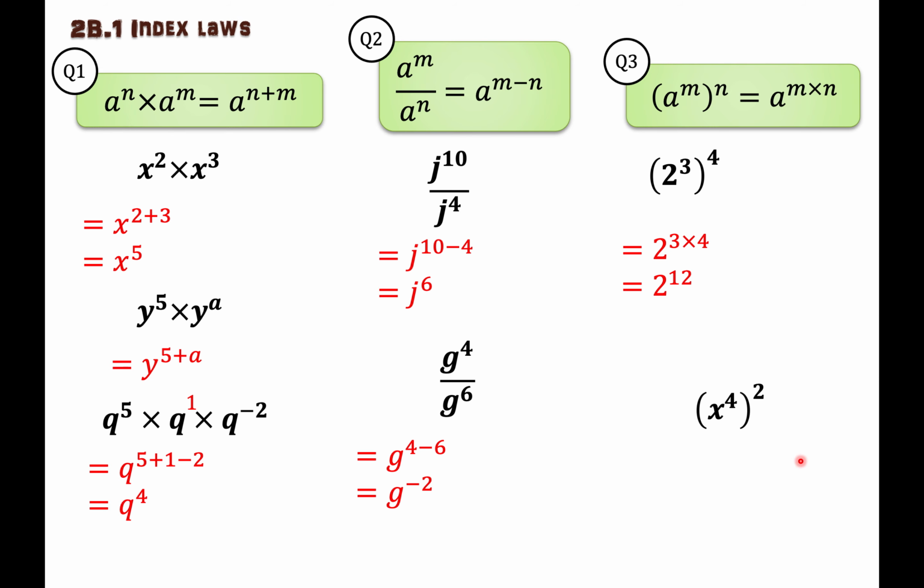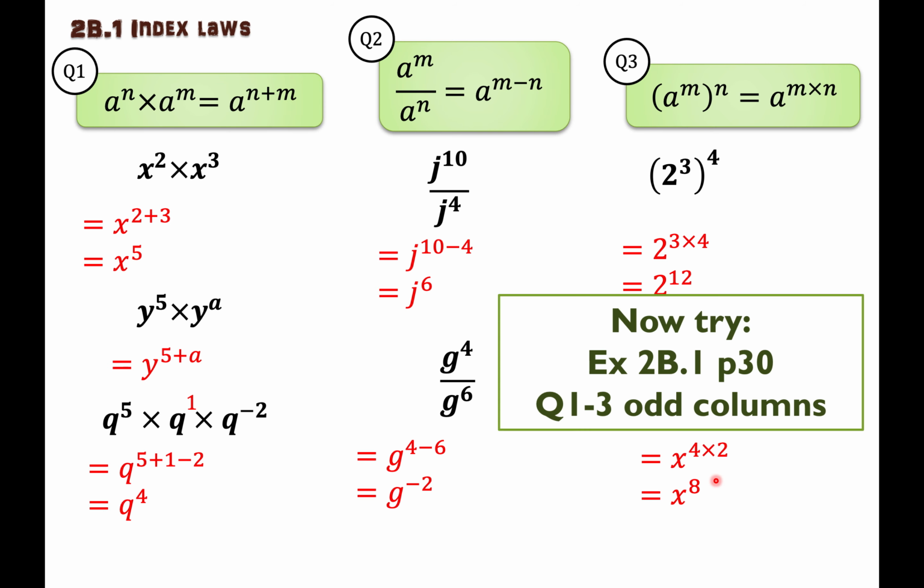Okay, last question on this page. Very, very similar. I've got an exponent on the outside of the bracket, exponent on the inside of the bracket. So this will be x to the power of 4 times 2. I multiply those things together, which is x to the power of 8. Beautiful. And that's how you do the first 3 questions of exercise 2B.1 on page 30.